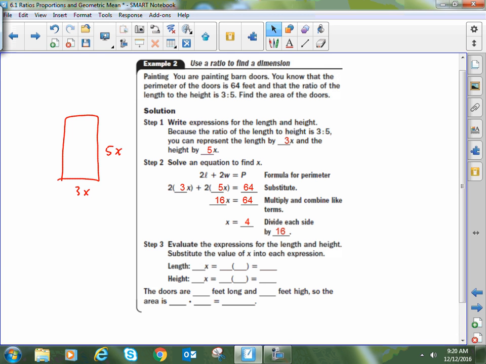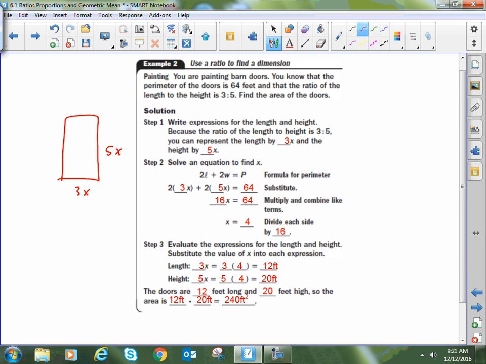So now that I know that the value of x is 4, I can find the values of the length and the width respectively by substituting the 4 in for x. So we get the length of the barn door to be 12 feet and the height of the barn door to be 20 feet. Oh, and the area. Area is length times width, so we could say 240 feet squared.